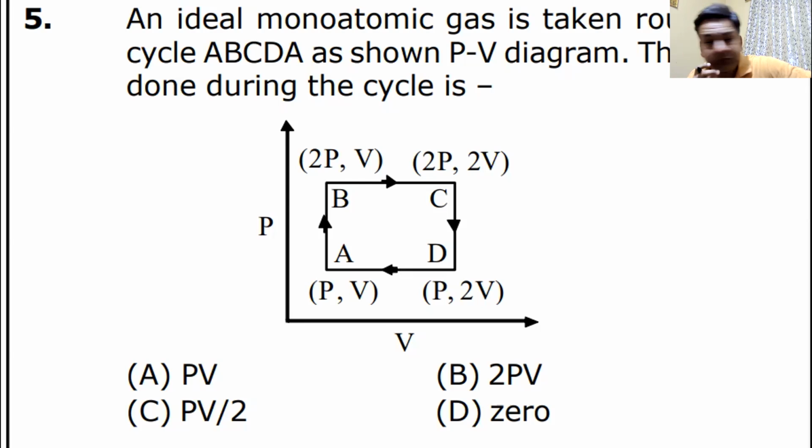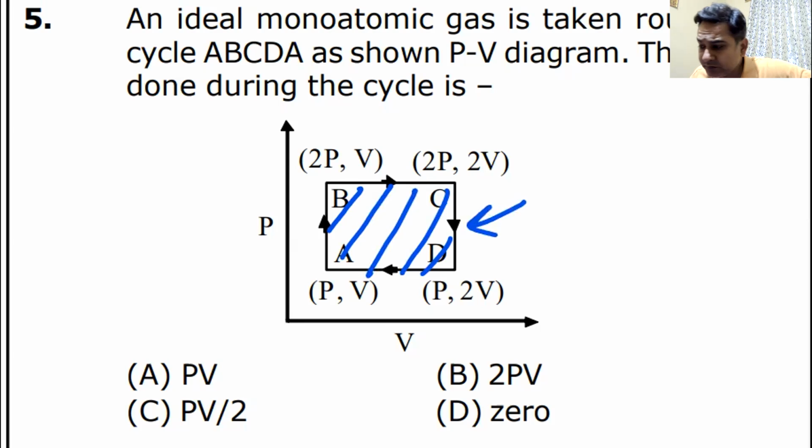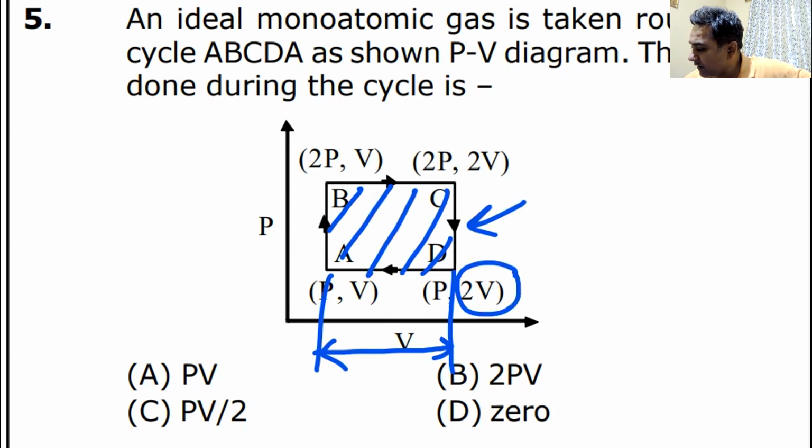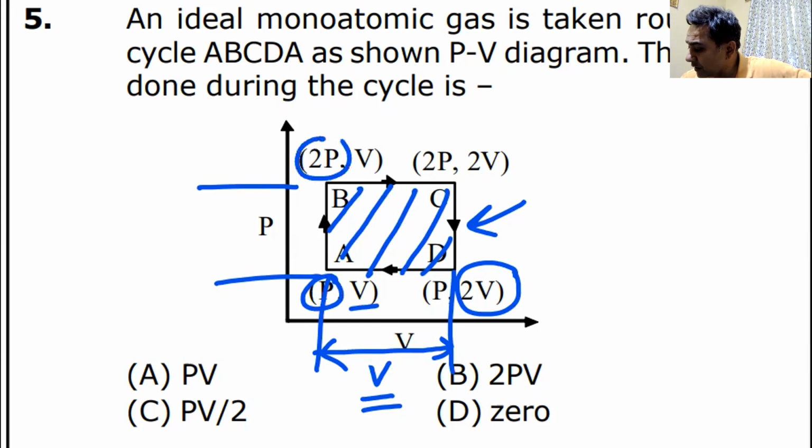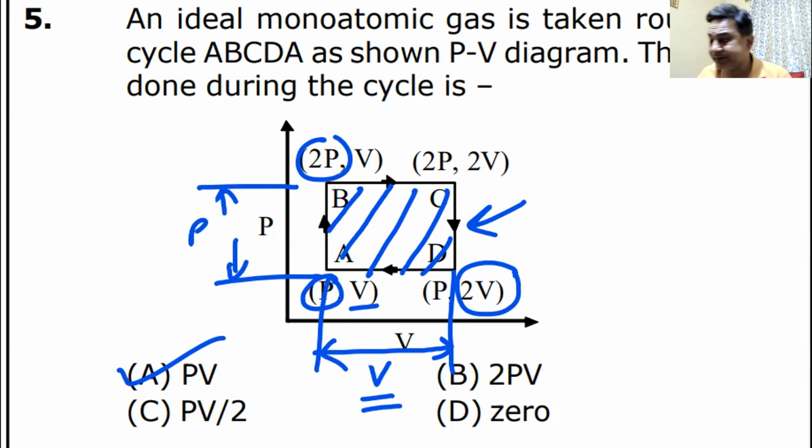I am getting one as the answer. How do I get work done? I simply have to find the area of this region. This is simply a rectangle. I will have to find out this length. This one is 2V, this one is V, so this entire length becomes V. Then I must find out this length. This is P, this is 2P, so this length becomes P. I just have to find the area of this. This is P multiplied by V. The answer becomes PV. Do we understand this?